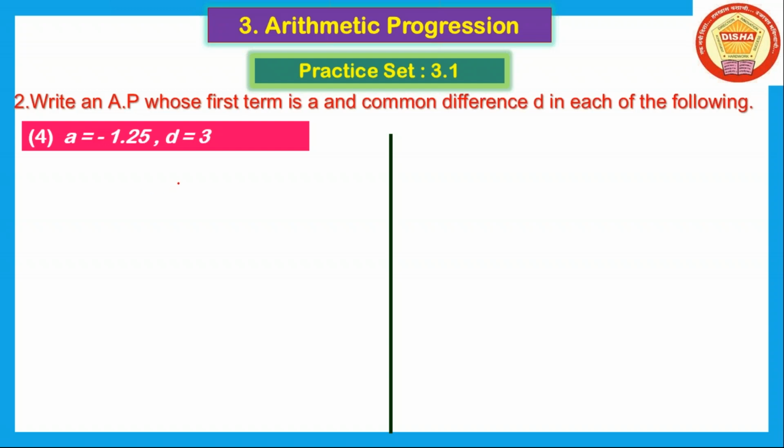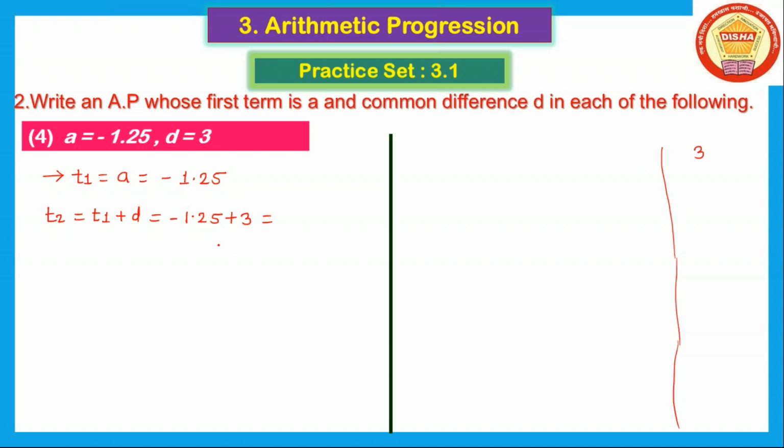We have to find at least first 4 terms. Okay. Then here we write T1, which is equal to A, which is equal to negative 1.25. Okay. Then we find T2 is equal to T1 plus D. T1 is negative 1.25. Common difference is 3. We have to do here subtraction. See again, I am taking here some space to do the rough work. Means here greater number is 3 and the second number is present in the form of decimal.